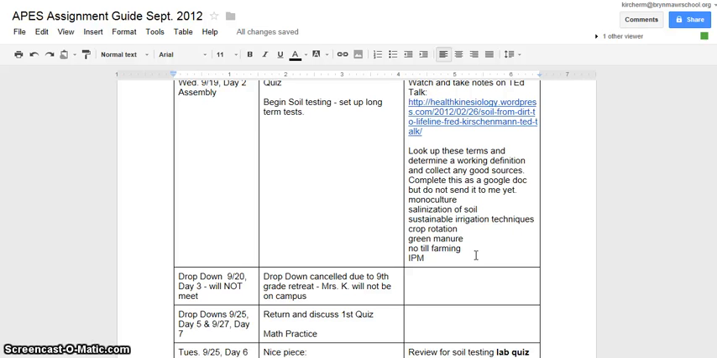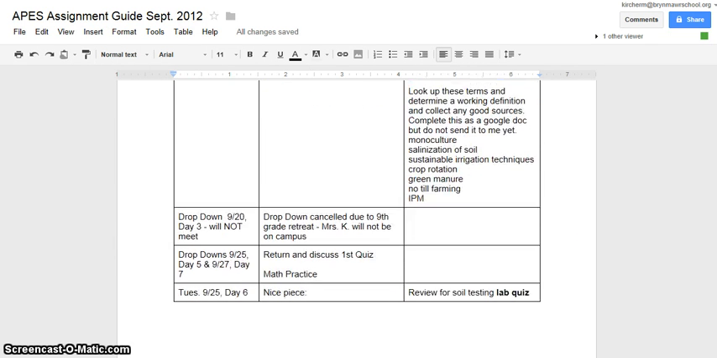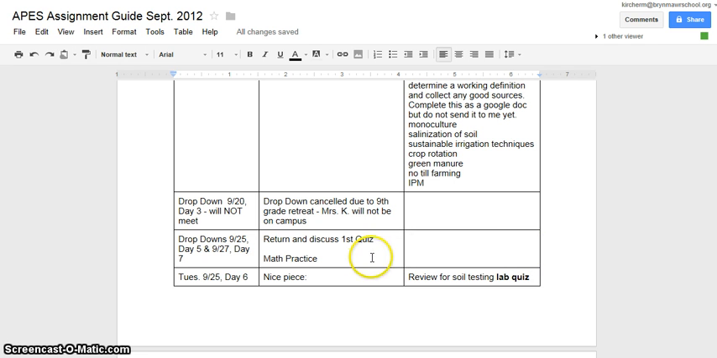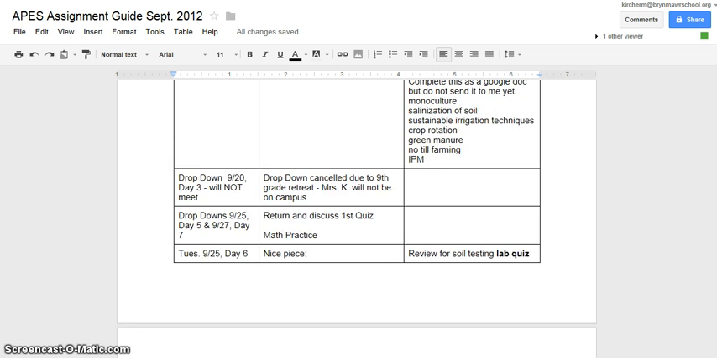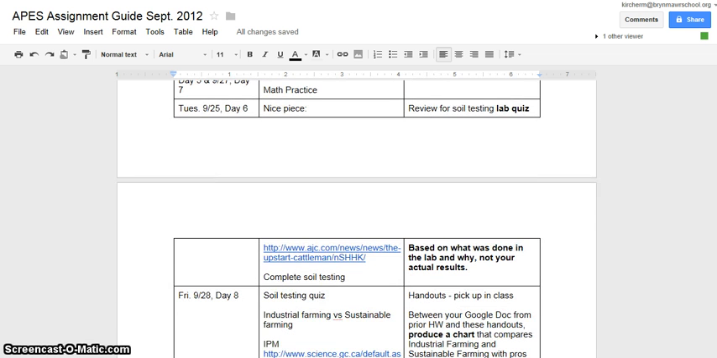Always looking for connections. How do you connect these terms with omnivore? How do you connect it with the soil lab? Always looking for connections. You did a little bit of math practice, and we haven't gotten very far on that yet, but you should be able to do basic math.